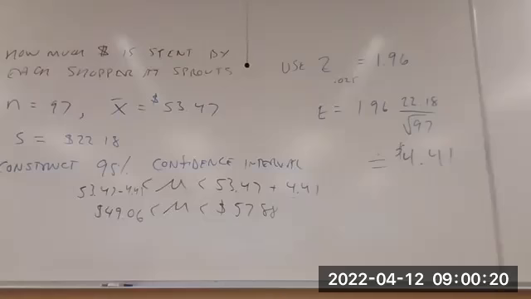What is your P hat? P and P hat are not the same. That's like saying mu and X bar. One's the population, one's the sample. You're using one to estimate the other. So you're using this to estimate the true probability. So your probability is going to be this number plus or minus this number.